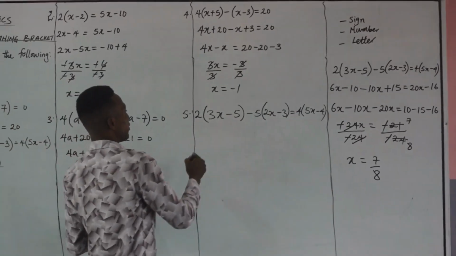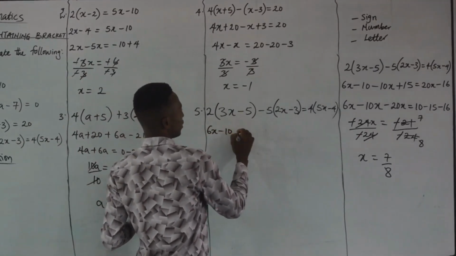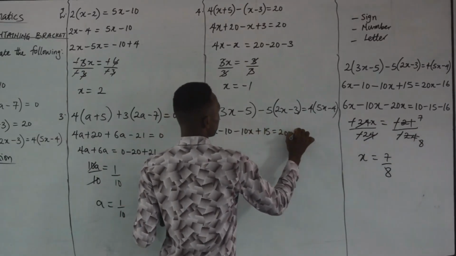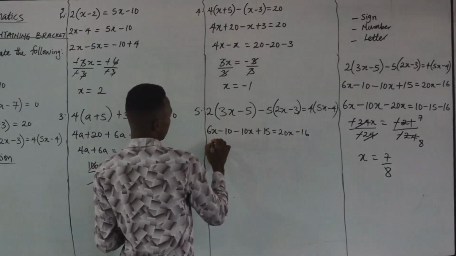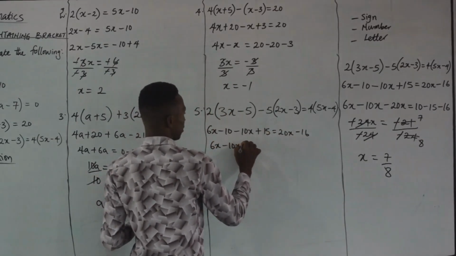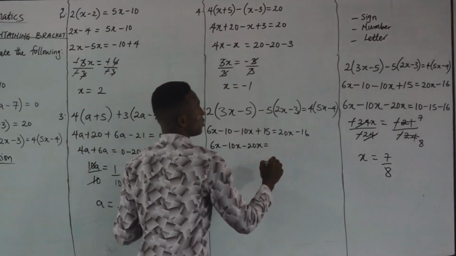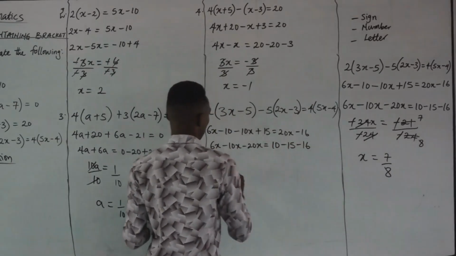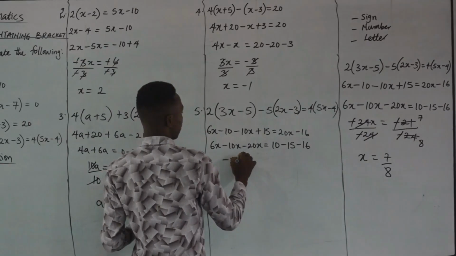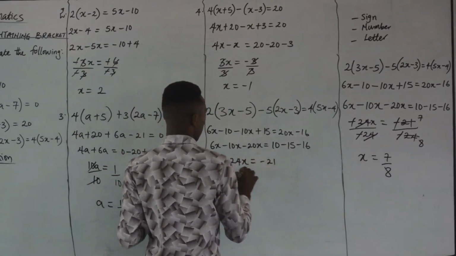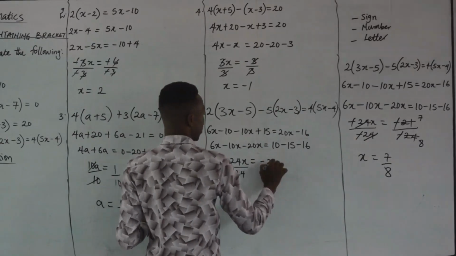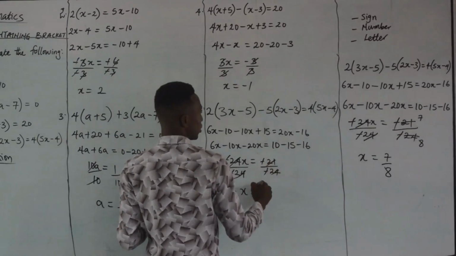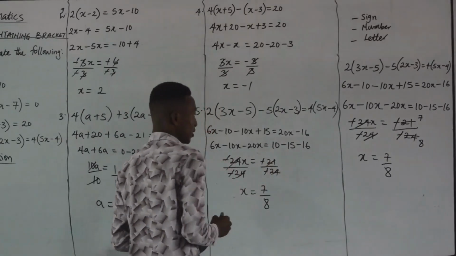So writing inside my notes, I'm having 6x minus 10 minus 10x plus 15 equals to 20x minus 16. Collecting my like terms, you have 6x minus 10x minus 20x equals to, this crossing, 10 minus 15 minus 16. So this gives me minus 24x equals to minus 21. Dividing both sides by minus 24. So minus cancel minus, x equals to 7 all over 8.